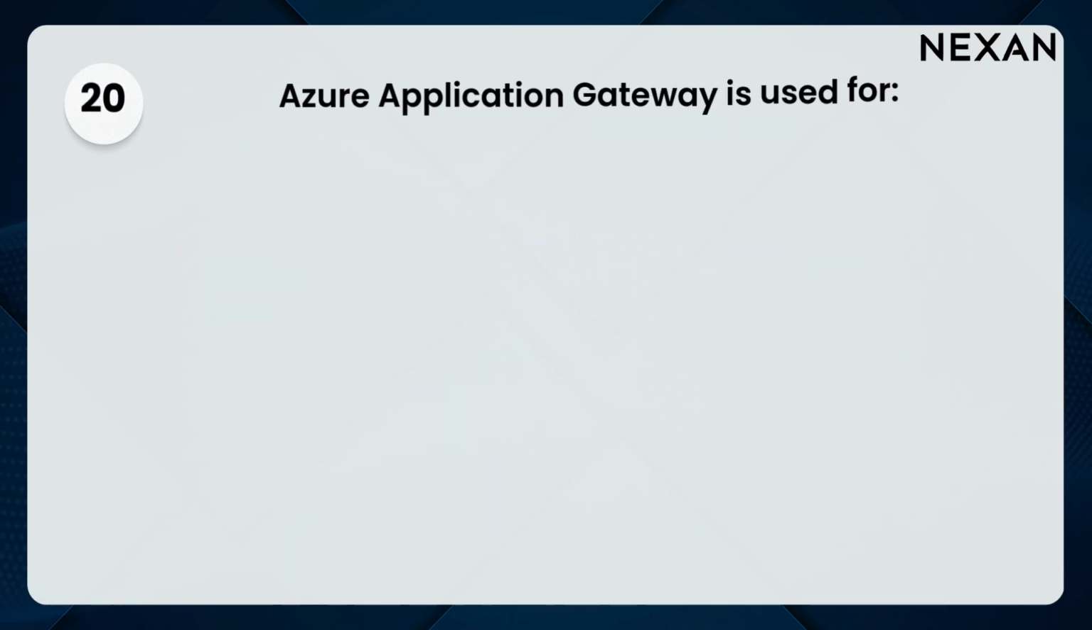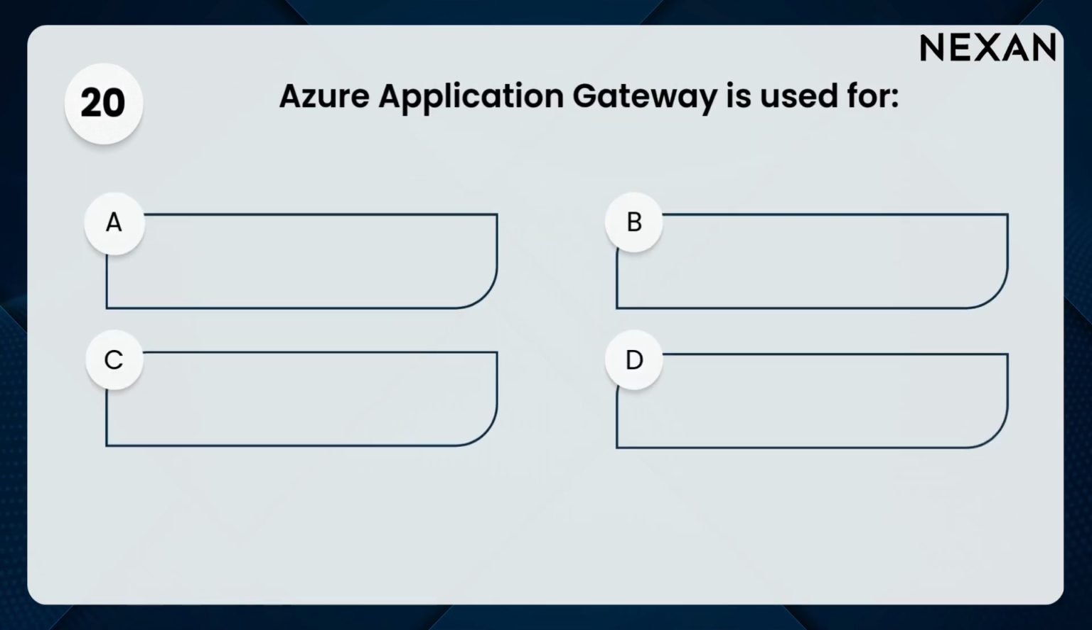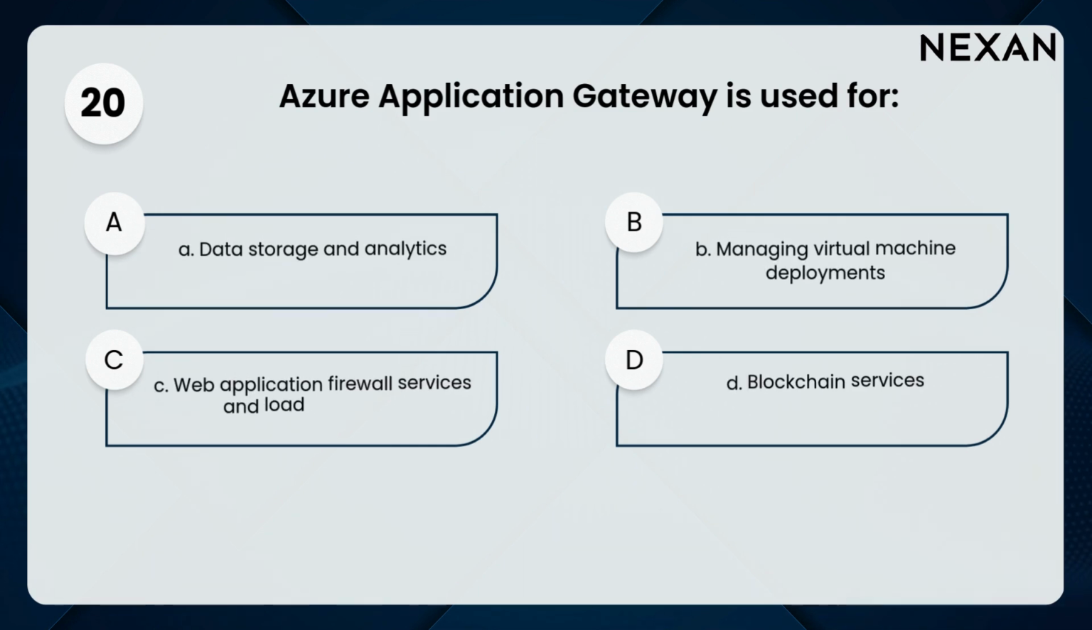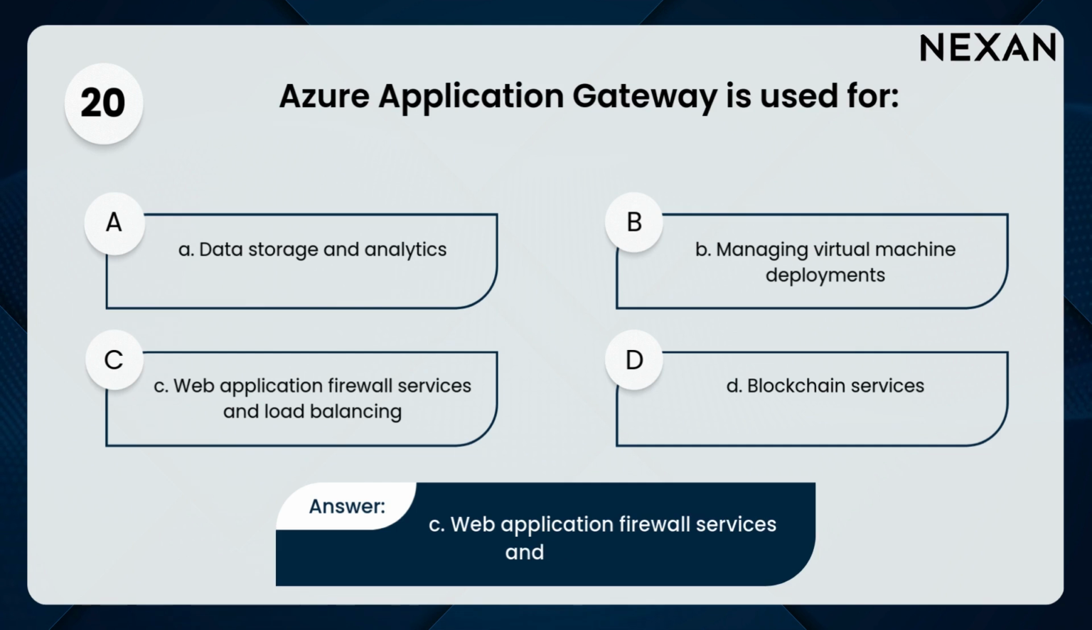20. Azure Application Gateway is used for A, data storage and analytics. B, managing virtual machine deployments. C, web application firewall services and load balancing. D, blockchain services. Answer: C, web application firewall services and load balancing.